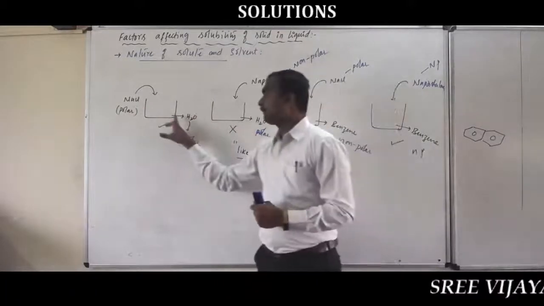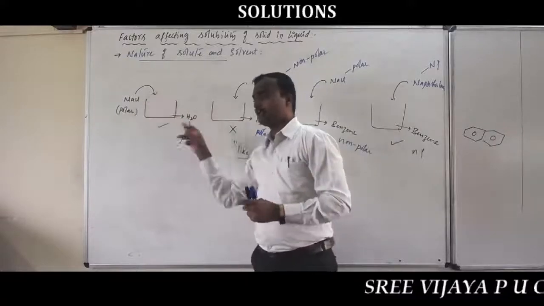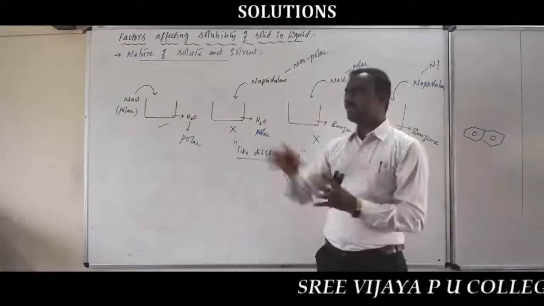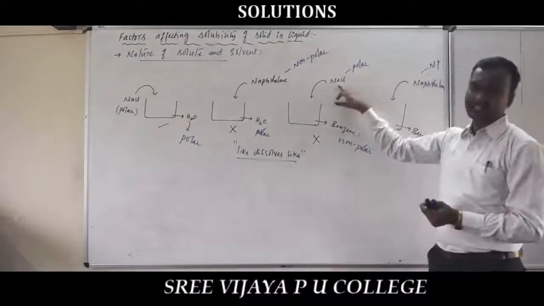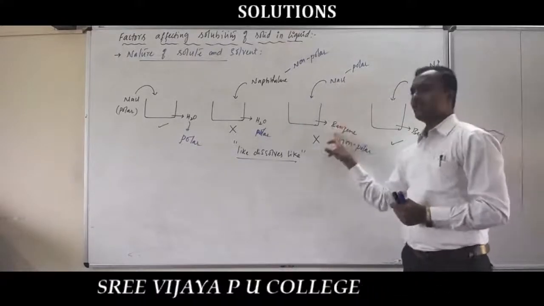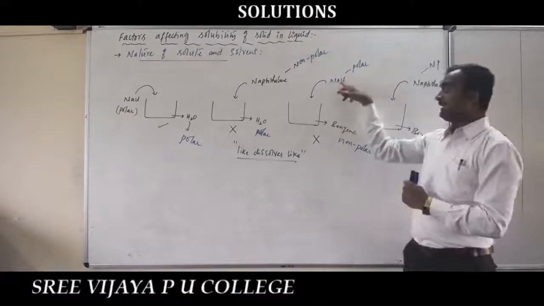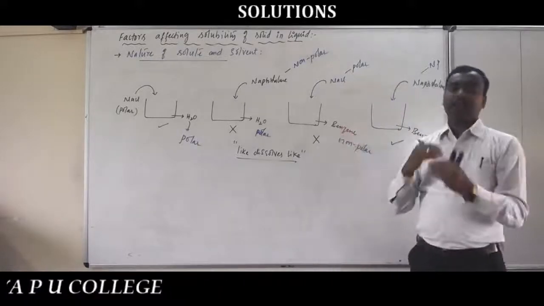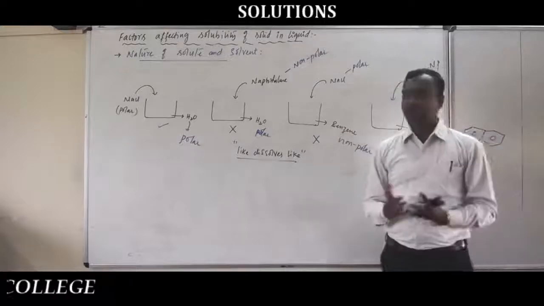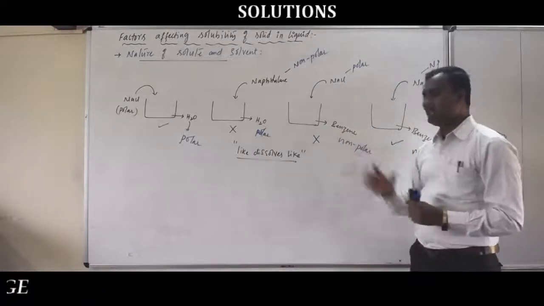So if the type of intermolecular interactions in the solid and the solute are similar, then definitely there is solubility. Otherwise they differ. For example, say NaCl is polar but benzene is non-polar. So the intermolecular interactions in NaCl and in benzene differ. Therefore, NaCl is not soluble in benzene.